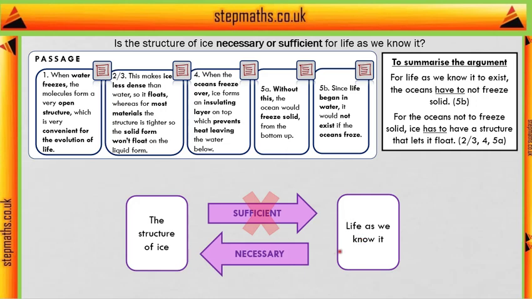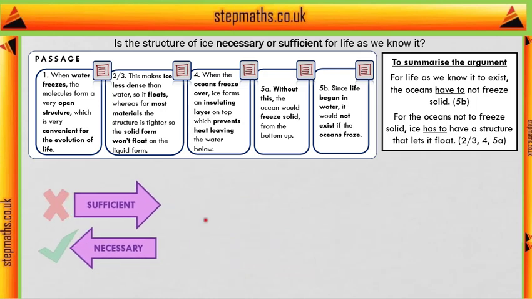How about the other direction? If life as we know it exists, does the structure of ice have to be as it is? Well, we've got these two have to statements. We know if life as we know it exists, then the oceans have to not freeze solid. And if the oceans don't freeze solid, ice has to have this structure. So yes, that does mean if life as we know it exists, then ice has to have this structure. So this arrow works. So we're looking for something that's a necessary condition, but not a sufficient one.